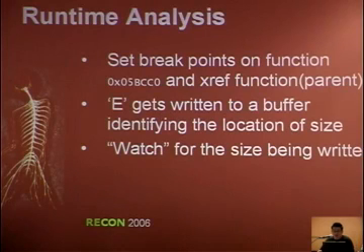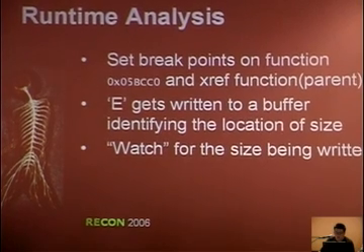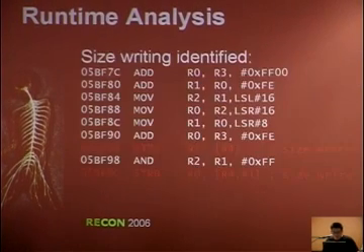Okay, so this is what we just did. We set breakpoints on the actual function and then on the cross-reference, which is the parent. Now we're going to watch for the size being written. And once we identify where the size is being written, it's going to have 0, 0 at first because there's no size known. We keep on looking at the address location, and then we notice that these two instructions are going to write the size. The top one is going to be the most significant byte. The lower one is going to be the least significant byte.